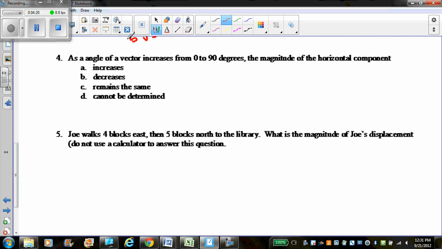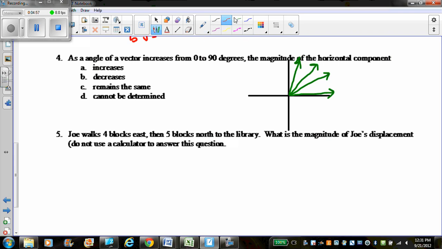Question 4. As an angle of a vector increases from 0 to 90 degrees, the magnitude of the horizontal component. Again, I'm going to draw a sketch. I'm going to start out by drawing the coordinate plane. And I'm going to realize here that what I want to think about is what happens when I have a vector that starts out horizontal. If I keep the same length but increase my angle, what is happening to the horizontal component of that vector?